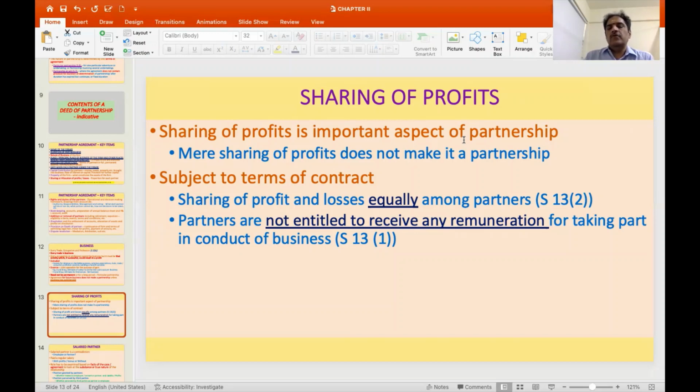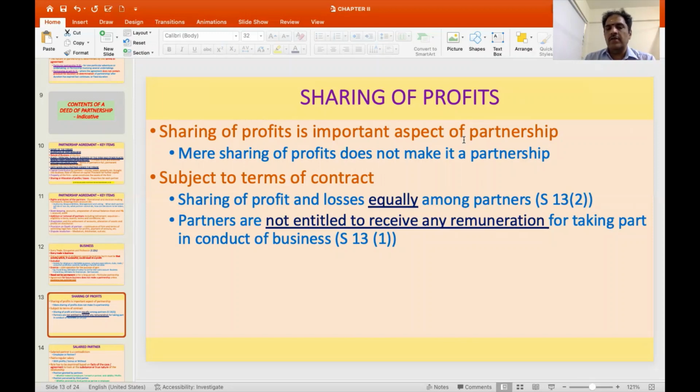So section 13.2 says that sharing of profit and losses is equal among the partners, subject to the terms of contract. So if there is no term in the contract relating to sharing of profits, it will be deemed that everyone will be getting a proportionate share. Then, because they are eligible for a share and they are all principals operating the business, they are not entitled to receive any remuneration for either taking part in the business or in conducting of a business.